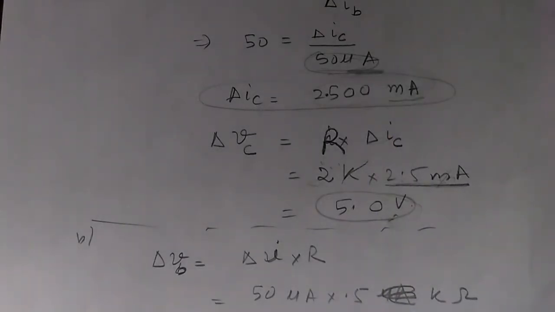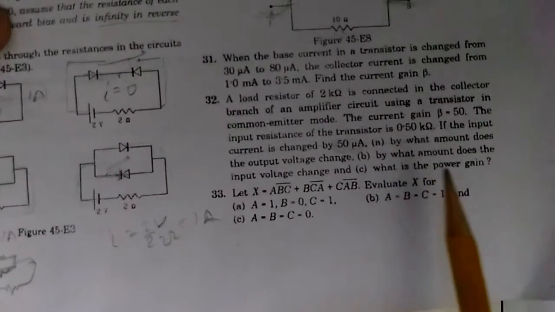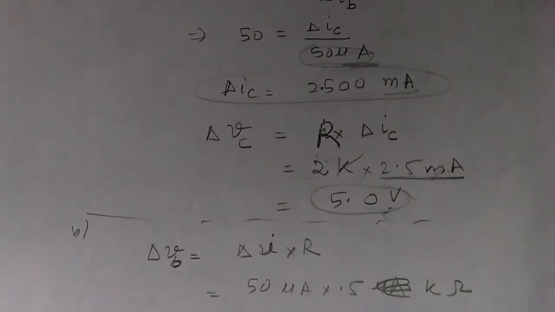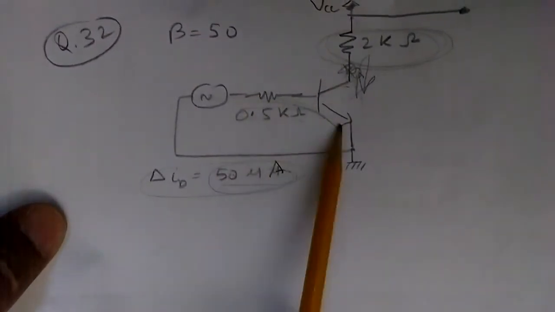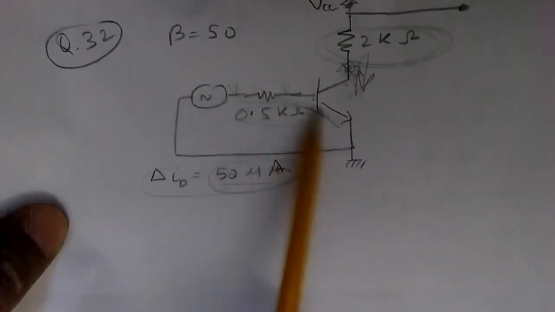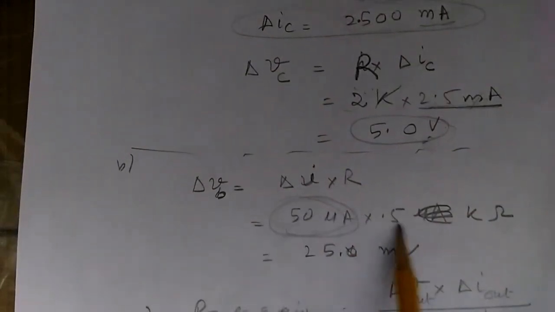So let's move on to part B of this question. Part B asks, by what amount does the input voltage change? Let's go to the figure again. There is a resistor at the base of 0.5 kilo ohm, and there is a current flowing through this resistor, and that changes. The voltage across this resistor will also change. That is simple to find out. The resistance multiplied by the change in the current, or delta VB is equal to delta I into R. Delta I we are given as 50 microampere and R is 0.5 kilo ohm. Kilo and micro cancel to make milli, and 50 into 0.5 is 25. So the change in the voltage across this base resistor is 25 millivolt.